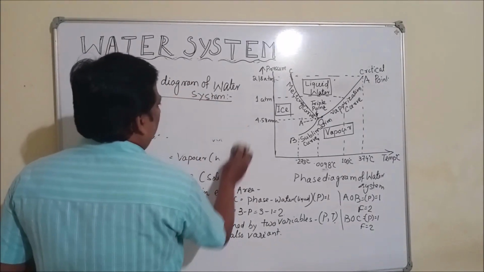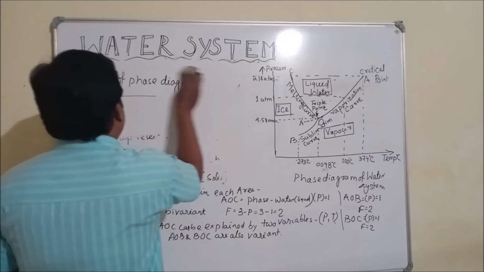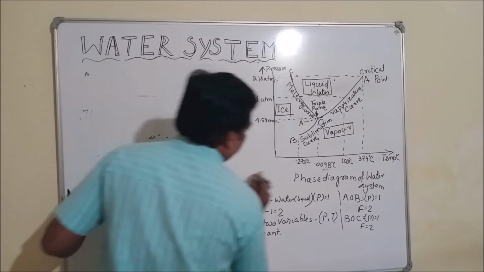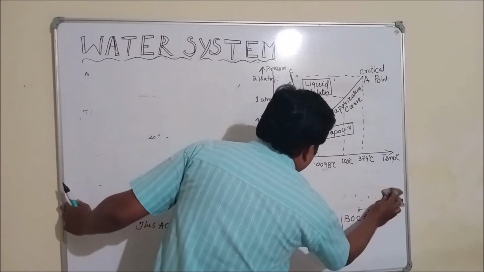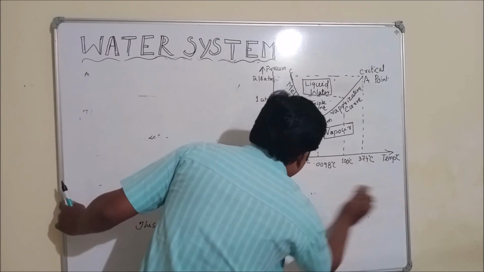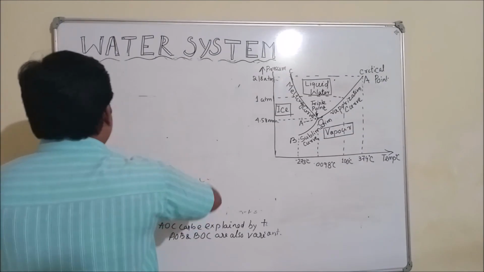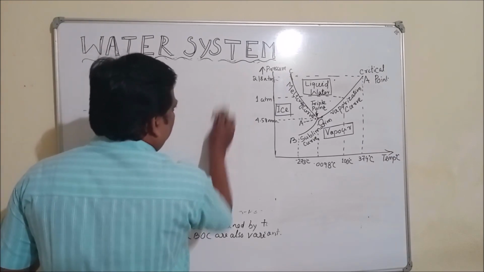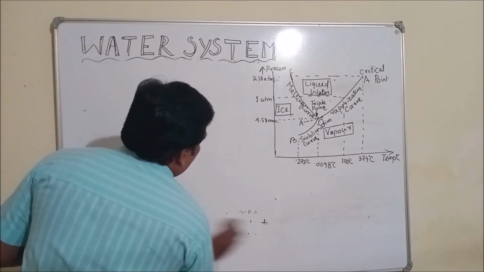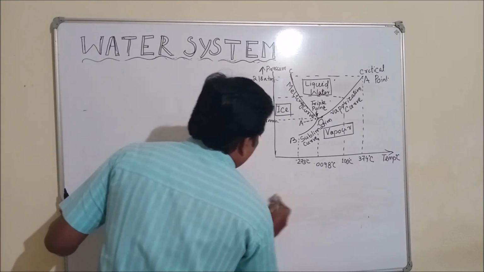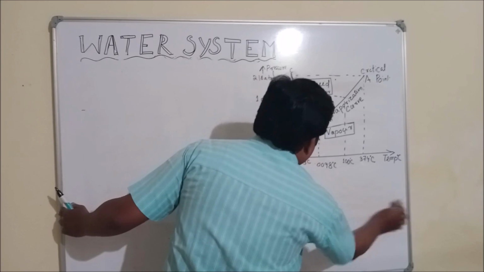Now we will go to the boundary lines. Now we discuss the boundary lines. What are the boundary lines in these diagrams? The boundary lines in the diagrams are OB, OA, and OC. These are the boundary lines.